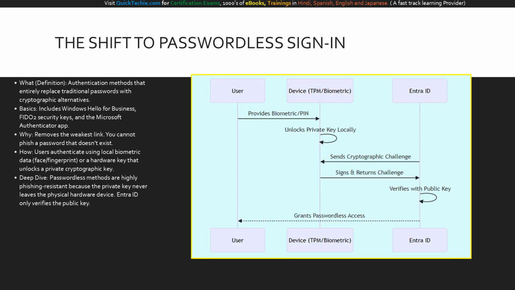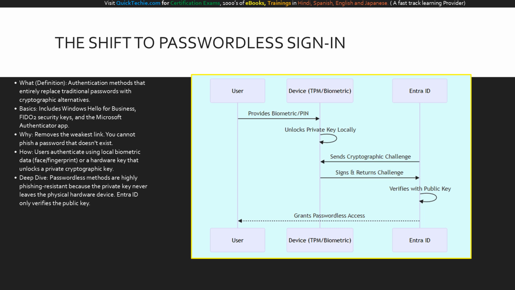While MFA is excellent, the ultimate goal in modern identity architecture is eliminating the password entirely. Welcome to passwordless sign-in. Passwordless methods replace vulnerable passwords with secure, cryptographic key pairs tied to physical hardware. Microsoft 365 supports several passwordless options, including Windows Hello for Business, FIDO2 security keys like YubiKeys, and the Microsoft Authenticator app.